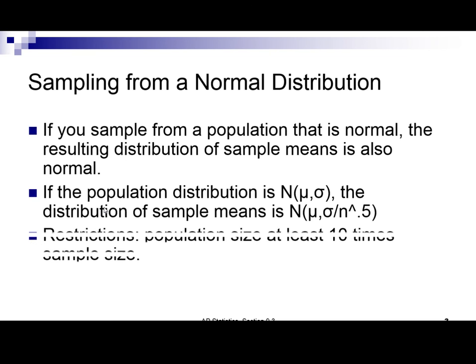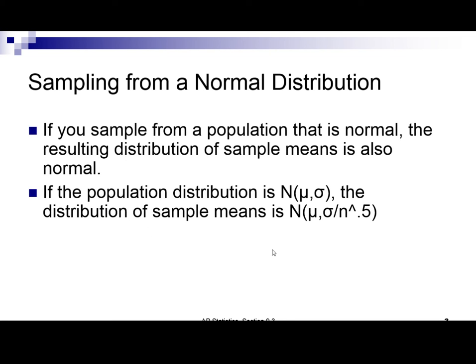Okay, so here's what they're saying. If the population is normal, then your sampling will be normal. And again, this is normal notation here. If your distribution is normal, then your sampling will follow this distribution.